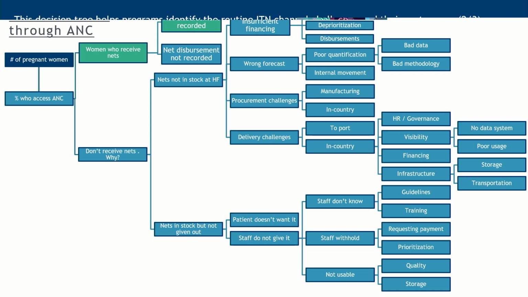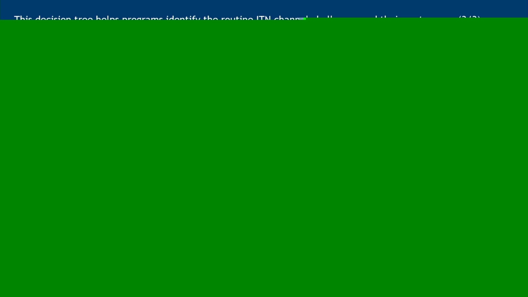So maybe there was a great population movement and now different health facilities need nets in different places. The second bucket is nets are in stock at the health facility. So this percentage accounts for the nets that were ordered and are delivered but are not going out at the health facility. And a portion of those nets, at the top here you can see, may be actually going out but are not recorded. So they're not contributing to the percentage that we're seeing in the data. This case would identify that we may need to put our interventions into areas of data management or training.